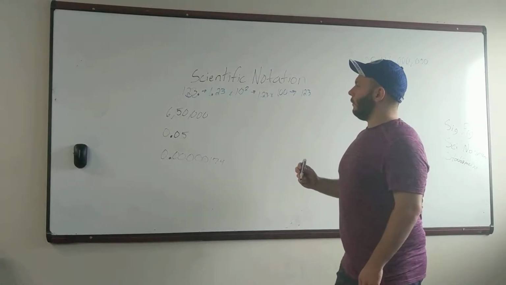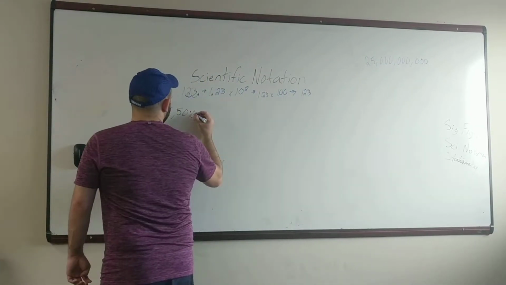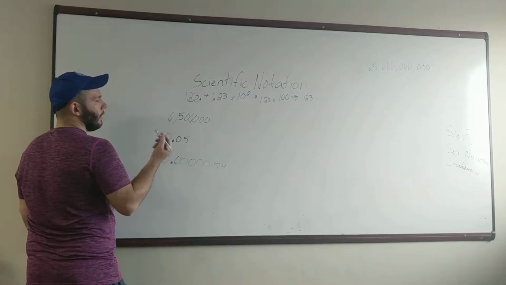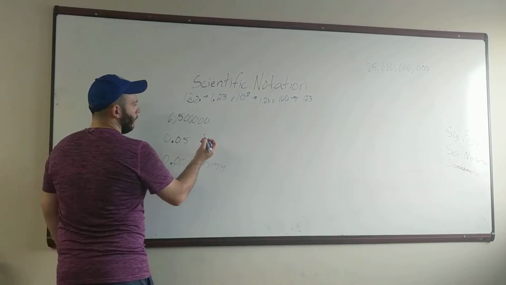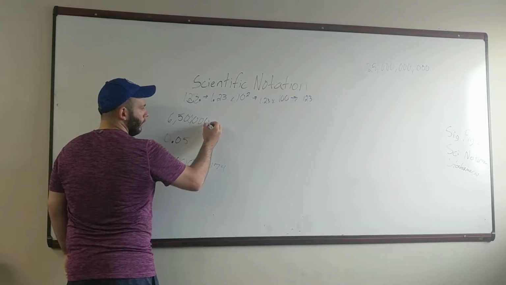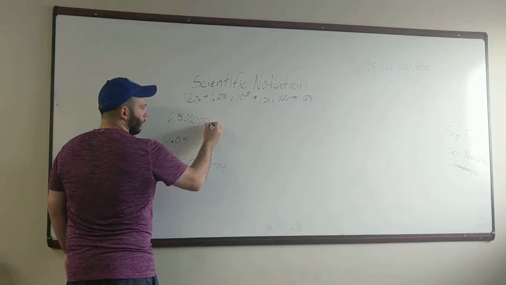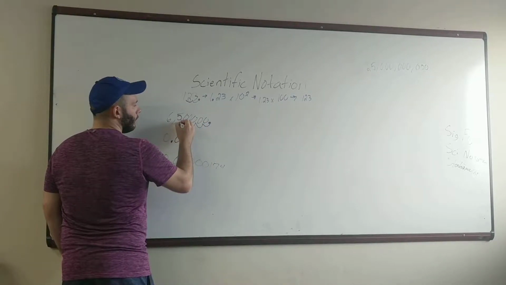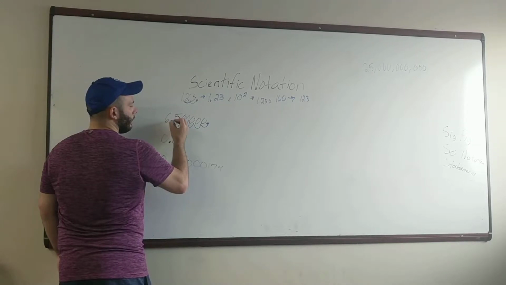So let's move on to this one, which I've written wrong. We have 7,500,000. So we're going to do the same thing. We find our decimal point. For here, it would be right here. We're going to go 1, 2, 3, 4, 5, 6.